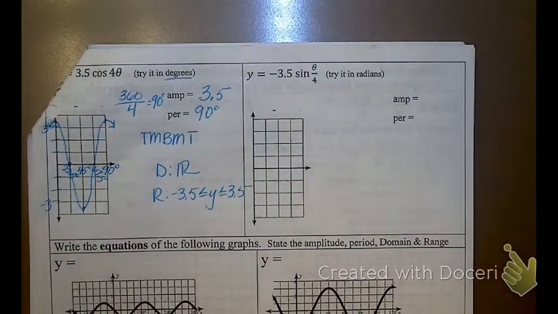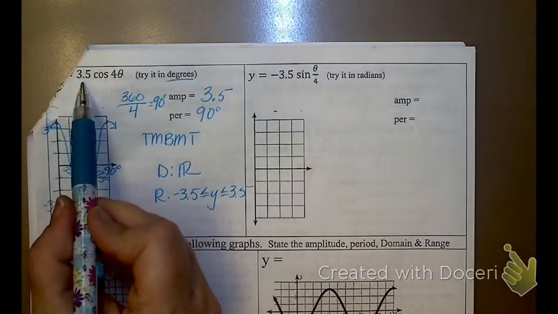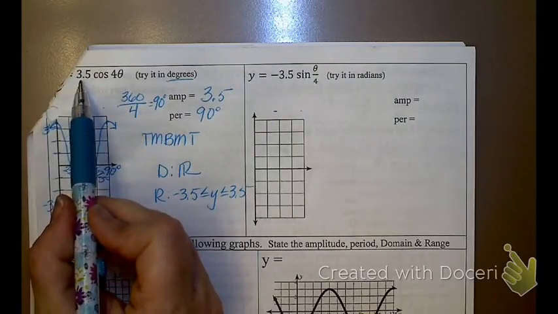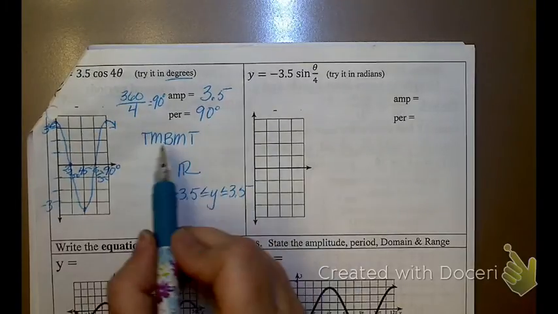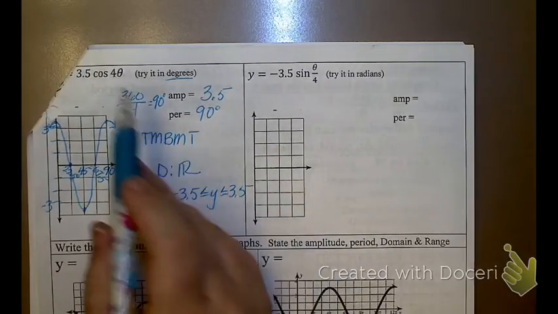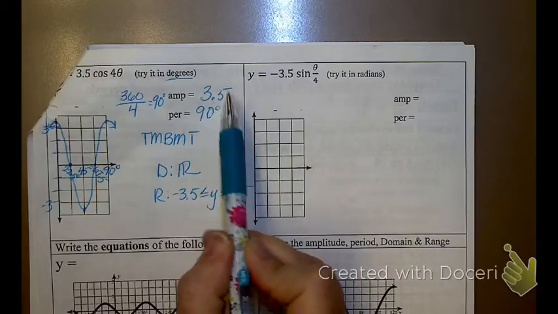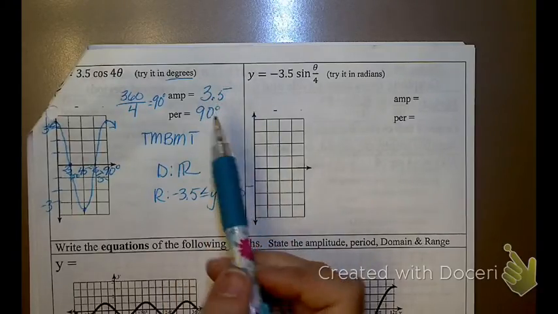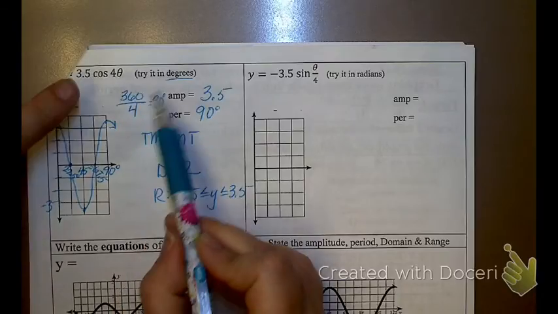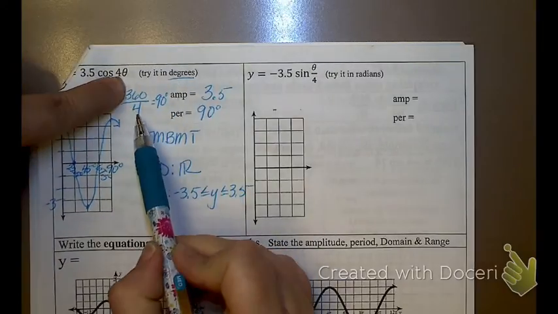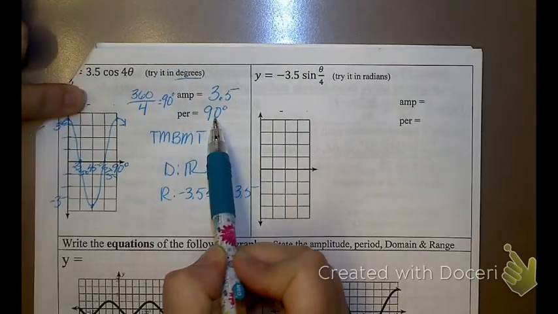Okay, so here I have this first one done. This one does not have a negative amplitude, so we can just use our regular top, middle, bottom, middle, top for cosine. Our amplitude is 3.5. And then to find the period, I do 360, because we're doing degrees, divided by b, which is 4, and that gives me a period of 90 degrees.